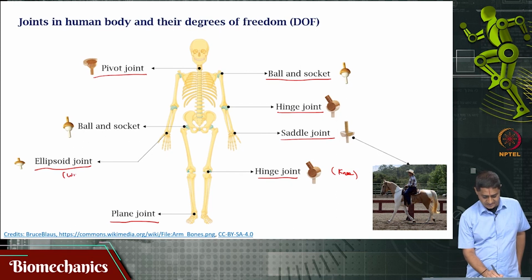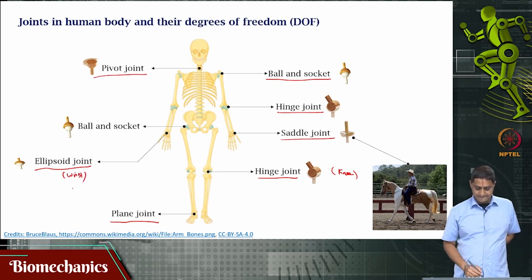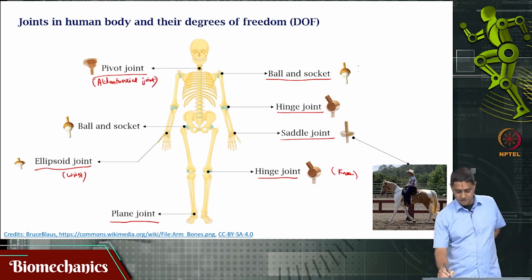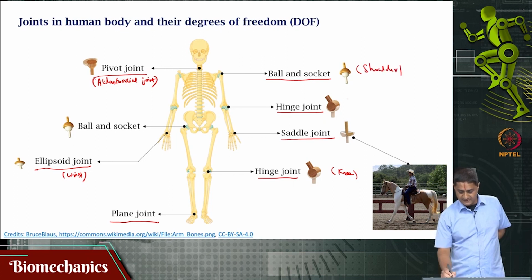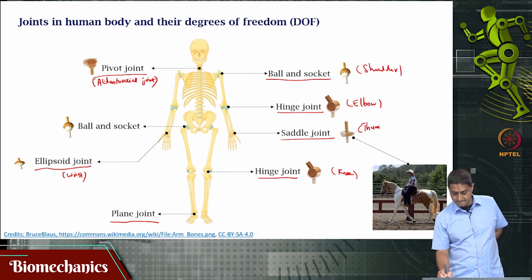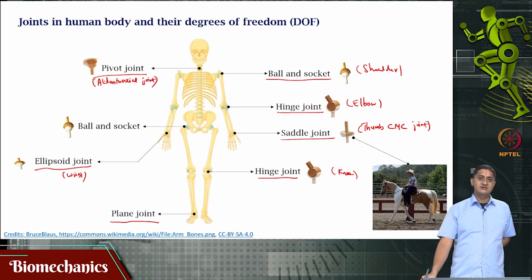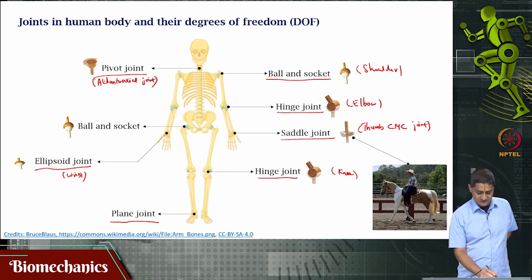this is the wrist that is marked here. Okay, this is the neck or the atlantoaxial joint. Of course, this is the shoulder, this is the elbow, this is the thumb metacarpal joint, the joint between the trapezium and the first metacarpal. This is the hip, and this plane joint is the ankle joint. Okay.